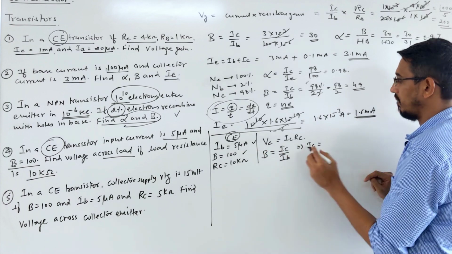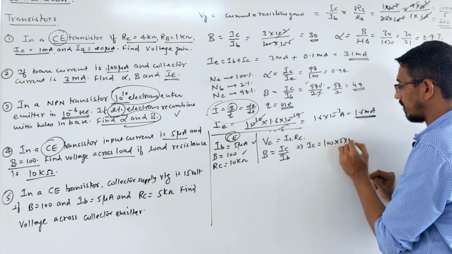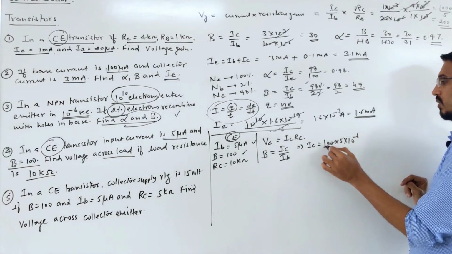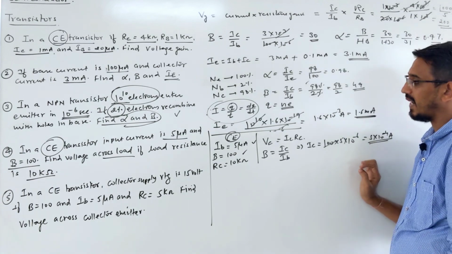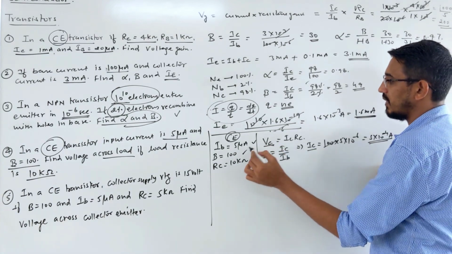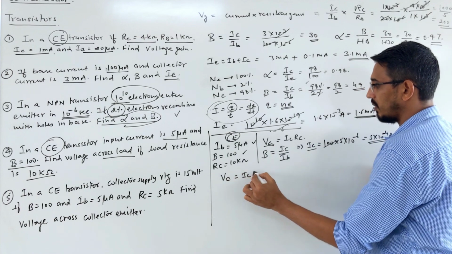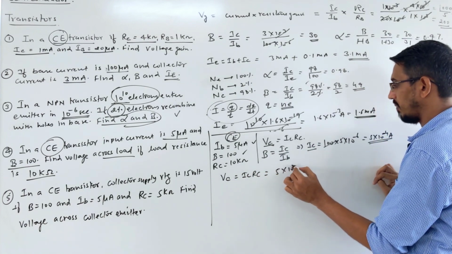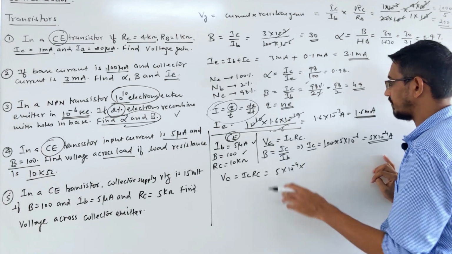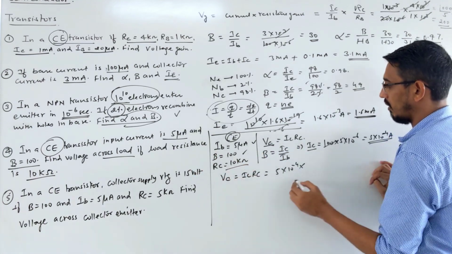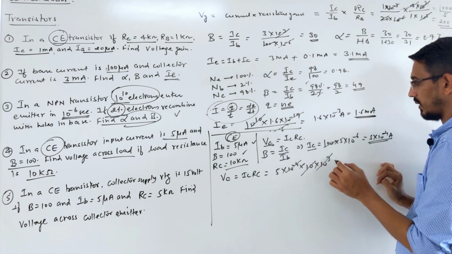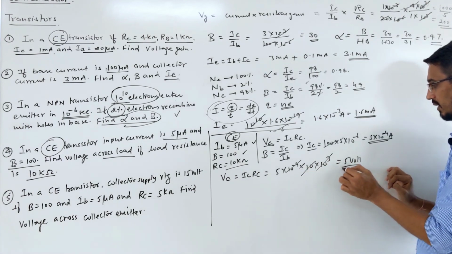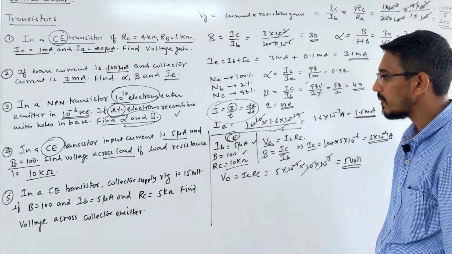Let's find IC. IC is beta into IB. Beta is 100. IB is 5 microampere, which is 10 power minus 6. Two zeros go here, so you get 5 into 10 power minus 4 ampere. Correct, this is your IC current. They are asking for VC, the voltage. So VC is IC into RC: 5 into 10 power minus 4, and RC we already know is 10 kilo ohm, which is 10 power 3. So what is the answer? 5 volt. That's your output. Correct.